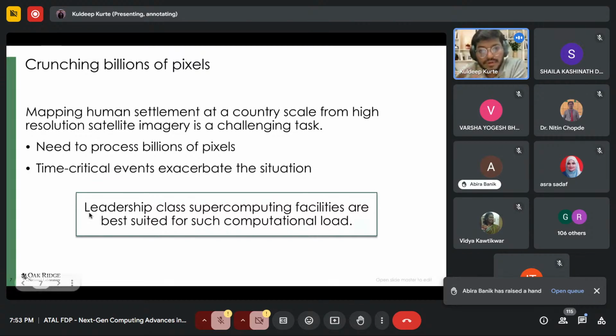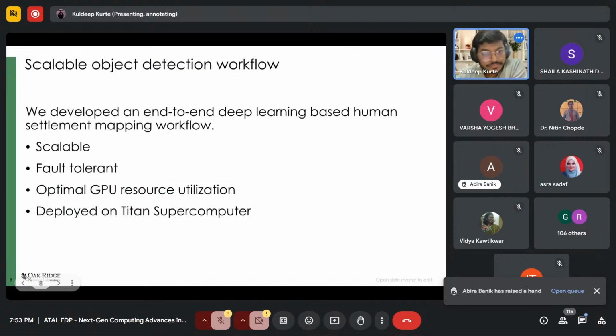So what we did for our work was we used leadership class supercomputing facilities that were available at Oak Ridge National Lab. So I'll give you a glimpse of what I meant by this supercomputing facility. But before that, I must briefly tell you how this end-to-end deep learning-based human settlement mapping workflow looks like. I will not mostly talk about the deep learning aspect of this work, because most of us are now working on this particular area.